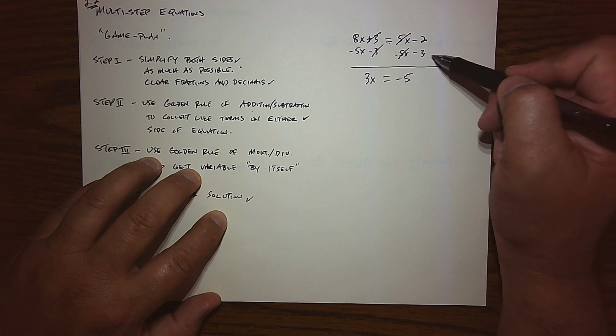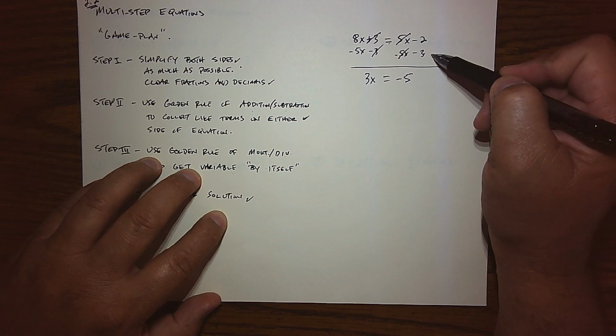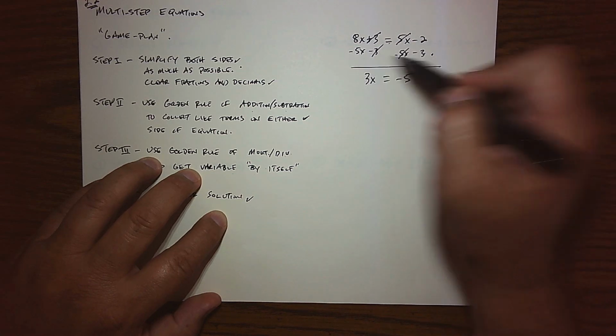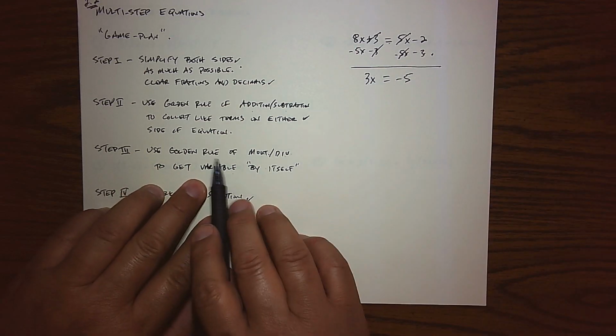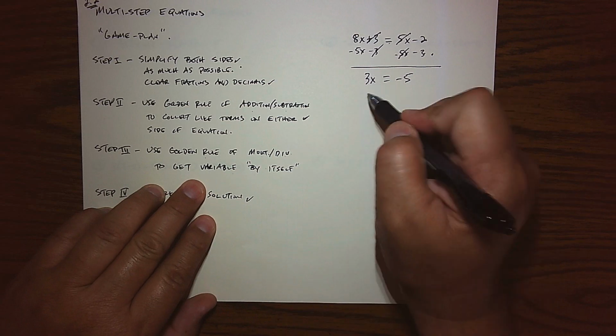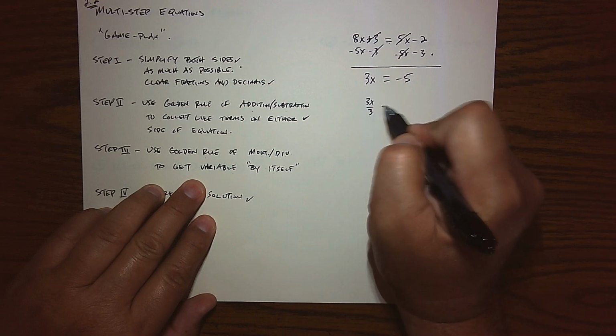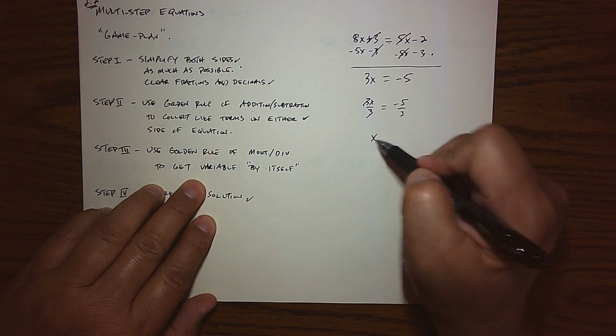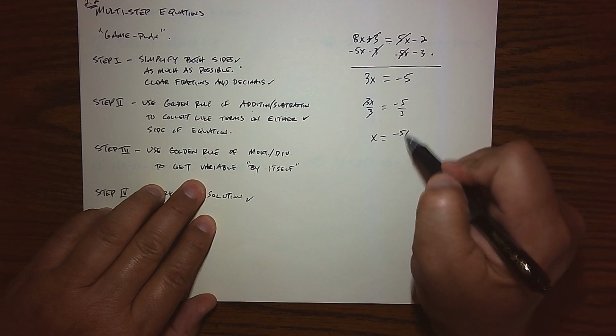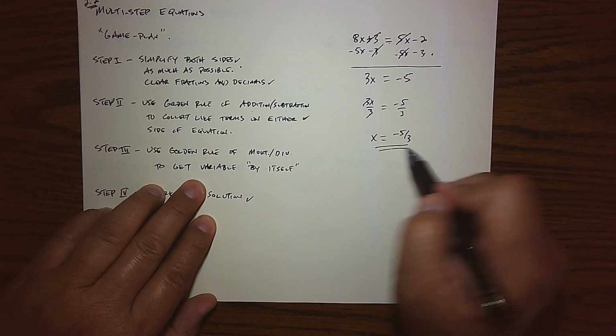So we use the golden rule of addition and subtraction to collect like terms to one side. And now you can see we're basically at step 3, we're one golden rule away, where in this case maybe we divide both sides by 3. Right? The 3's will divide out, and we get x equals negative 5/3. And there's basically our solution.